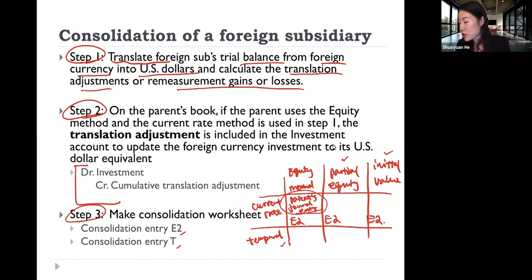And for consolidation entry T, it is only used when the parent is using the equity method and the current rate method is used. So this is basically to reverse the journal entry made by the parent. So that's why we only make the entry T in this situation. And those are the 2 new consolidation entries we need to make when the firm has a foreign subsidiary.